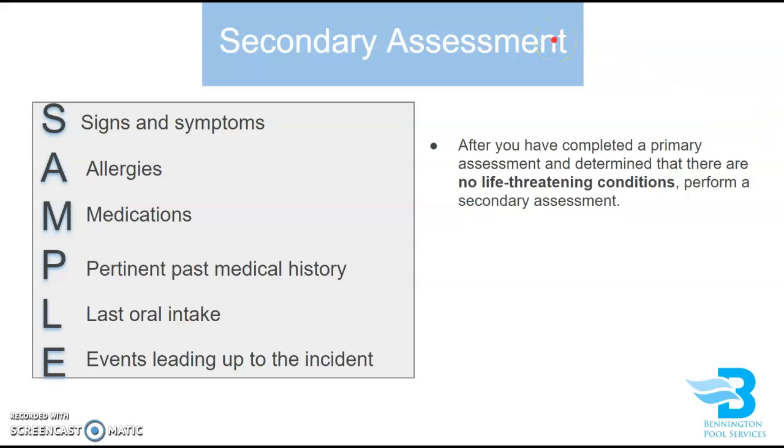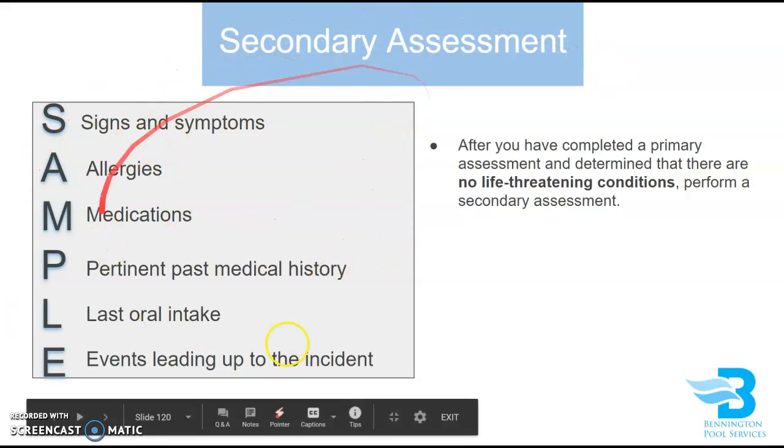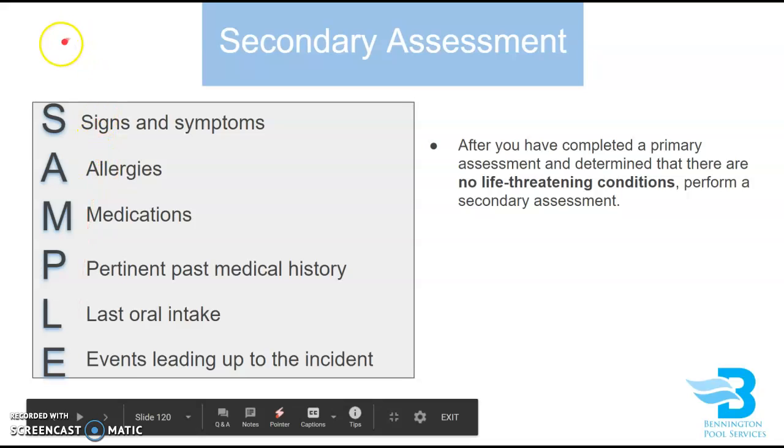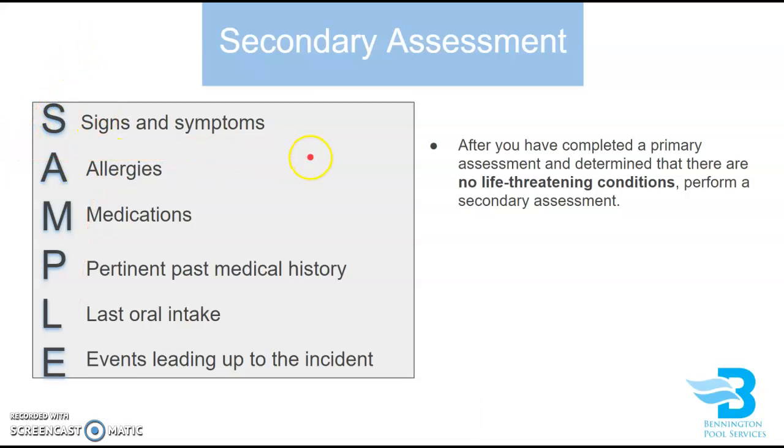So if you remember from before, a primary assessment is going to be checking for breathing and checking for a pulse. So if they do have a pulse and if they are breathing, that is when you should move on to the secondary assessment. So there's a nifty little acronym that we can use for secondary assessment, and that is SAMPLE. The S stands for signs and symptoms. So when you're performing a secondary assessment, you want to pretty much observe and ask the victim all of these things that are covered in SAMPLE.